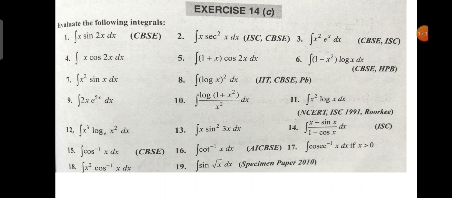And how will you integrate all the functions? Two types of methods are very important: the substitution method and integration by parts. The textbook contains many problems which are solved using integration by parts and by substitution. Please work out all those problems. That will help you. Also, many exercise problems are there. Try to work out as many problems as possible, not just one time, many times. Practice it, then it will get easy for you.